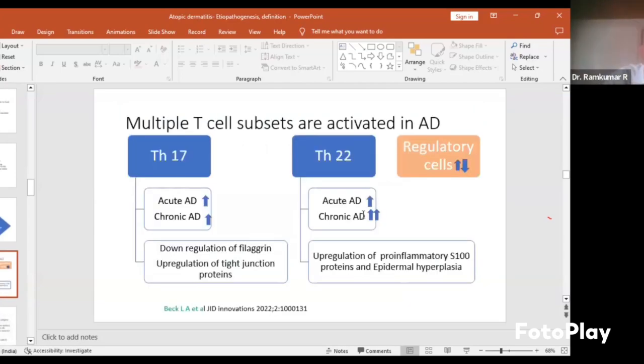So please remember, multiple T cell subsets are involved. Th17, which are seen in acute and also in chronic disease. Th22 cells are very important cells. They are responsible for the epidermal hyperplasia. In many older children and older adults, you will have lichenification. The lichenification is mainly because of epidermal hyperplasia due to Th22. It is another important protein that also upregulates certain inflammatory proteins in the skin.